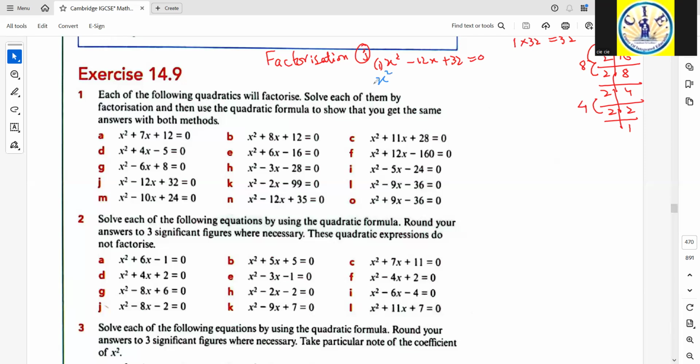x squared minus 4x minus 8x plus 32 equals 0. As I told you, the larger of the factors would contain the same sign as the middle term would be having. So to have that negative 8x, obviously we need to have negative sign with 4x so that we can have negative 12x. Now we just need to have the pairings, pair of this and pair of this.